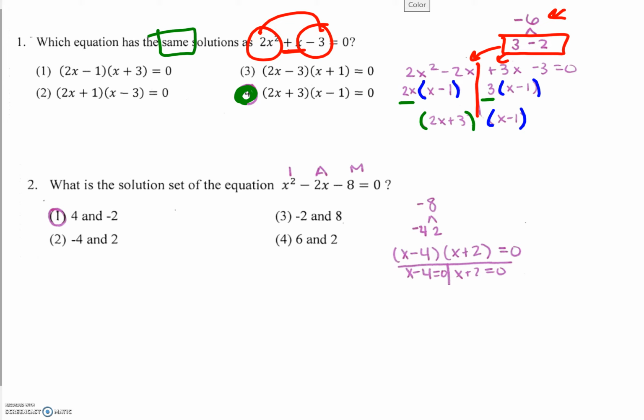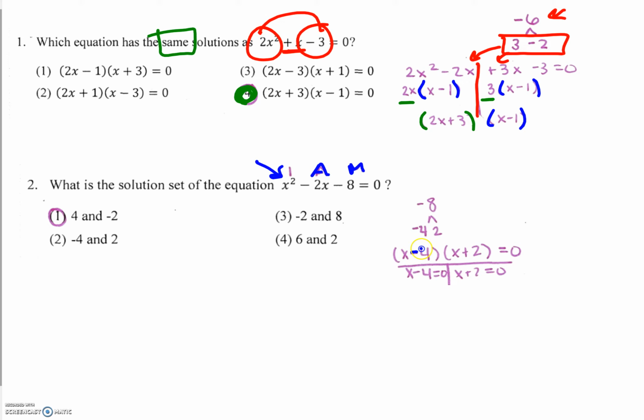For number 2, what is the solution set of the equation x squared minus 2x minus 8 equals 0? Again, we have a quadratic because it's raised to the second power. Once we see a quadratic, we need to make sure it's set equal to 0, which it is. From here, we're trying to decide which type of factoring. I have a leading coefficient of 1, and it is a trinomial, so it's going to be a 1 AM problem. I want numbers that add up to negative 2 but multiply to negative 8. Two numbers that multiply to negative 8 are negative 4 and positive 2.